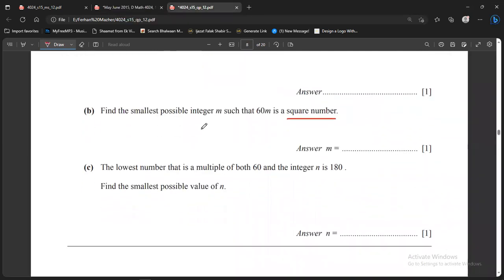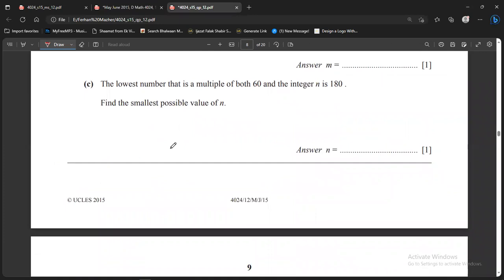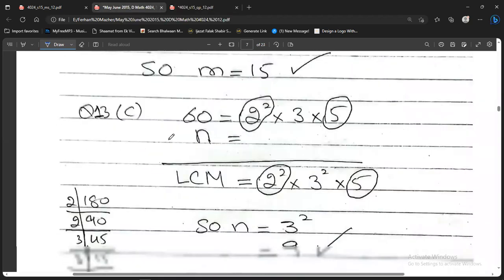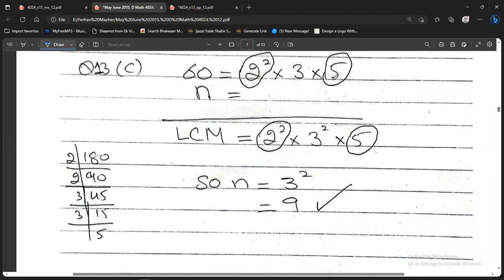Then we have, he says, the lowest number that is a multiple of both 60 and the integer n is 180. It means the LCM of 60 and n is 180. Find the smallest value of n. It is a little tricky question. So 60 is 2 square into 3 into 5, and we don't know n. The LCM is 180. So here you see I have prime factorized 180. 180 divided by 2, that's 90, 90 divided by 2, that's 45, 45 divided by 3, that's 15, 15 divided by 3, that's 5. So the LCM is 2 square into 3 square into 5.